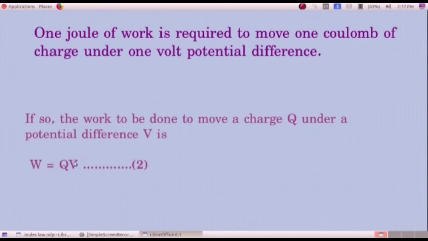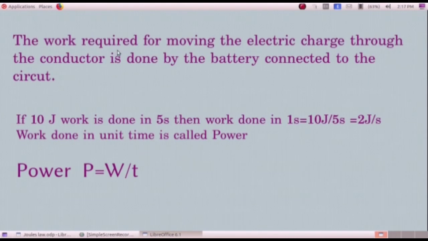Work done to move Q coulomb charge under a potential difference V: W is equal to Q into V. And that is taken as equation 2. In the circuit, the work is done by the battery. The work done to move the electric charge through the conductor is done by the battery.